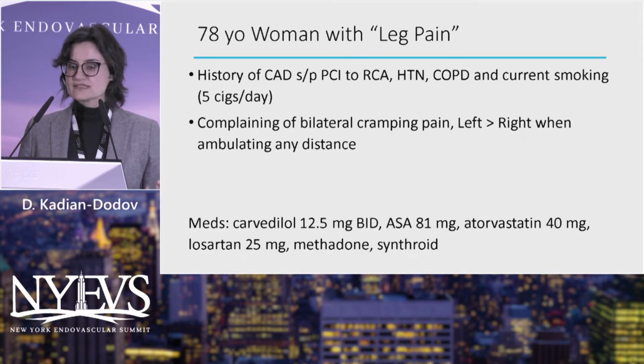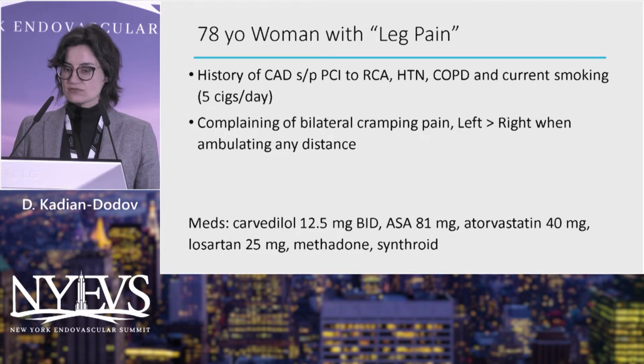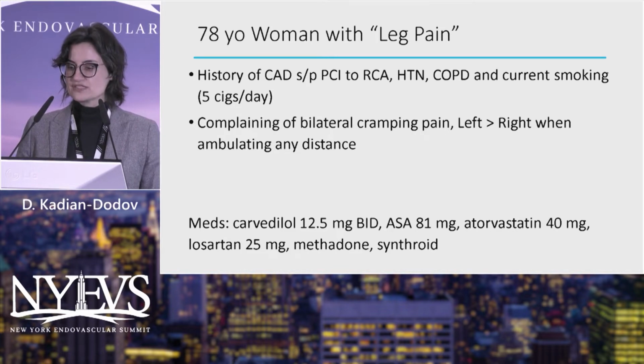So we'll start with a case. This is a 78-year-old woman with leg pain. She's a vasculopath. She's had PCI in the past, hypertension, COPD, and is a current smoker. She's complaining of bilateral cramping pain, left more than right, when she ambulates any distance. Her medications are listed there. And I want you to take a moment to think about what type of questions you would ask to tease out the cause of this leg pain.